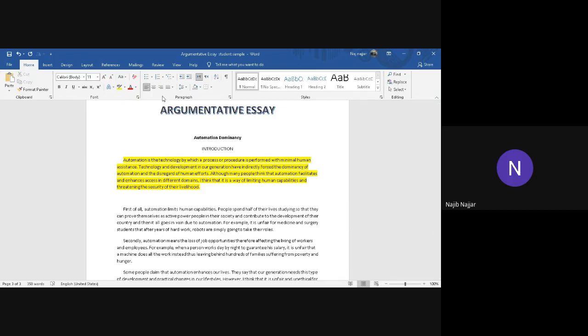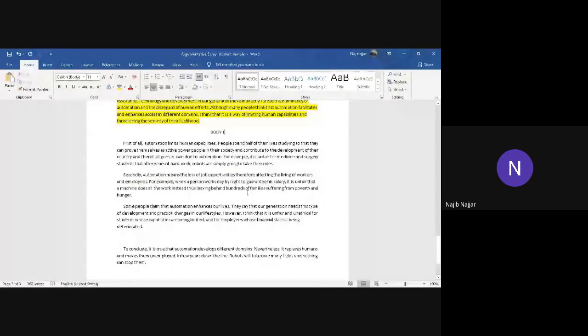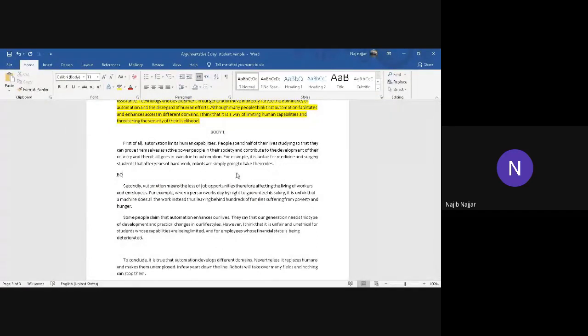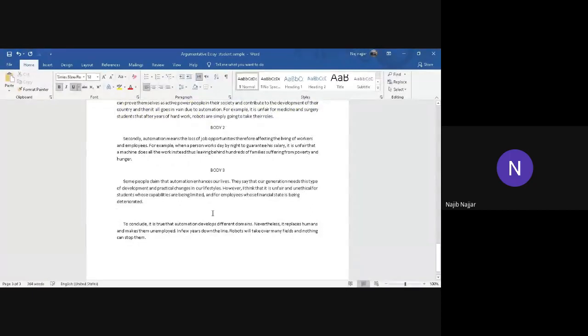Paragraph number 2 is body 1. Paragraph number 3 is body 2. Sorry, paragraph number 4 is body 3. So we have 3 body paragraphs and definitely a conclusion. This part is a conclusion.